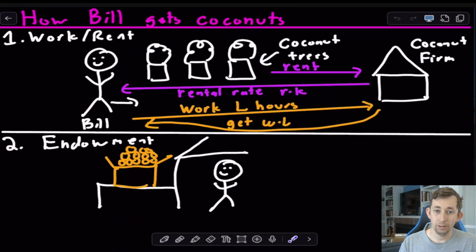Now, in some models, we're not going to worry about the labor leisure decision at all. We're just going to give Bill a certain amount of coconuts every day, and Bill's going to get to decide what to do with those coconuts. That's called an endowment, where you can think about, again, every day just a box of coconuts shows up on Bill's doorstep, and Bill can choose maybe how much to save and how much to spend, for example, maybe how much to lend out or borrow or things like that.